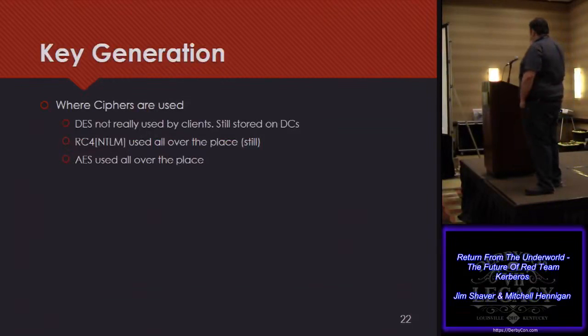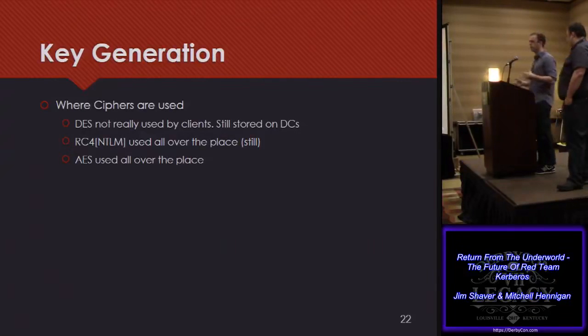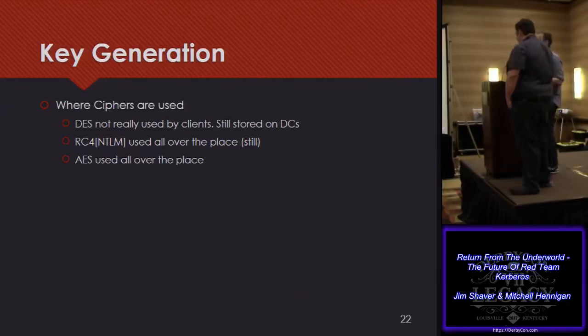Okay, so now that we know what they look like, where are they actually being used? So it turns out DES is enabled on the DC, but it's not really used anywhere from what we can tell. Stored on the DC. Yeah, it's stored on the DC. RC4 is going to be used all over the place, and then AES is going to be used all over the place with more mixed results as to what conditions.